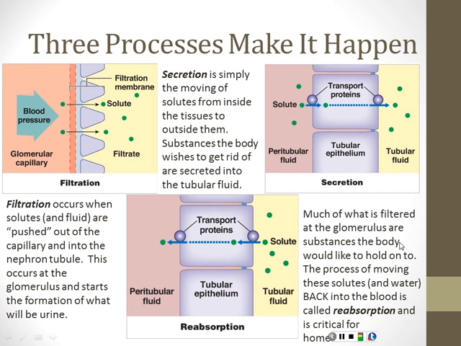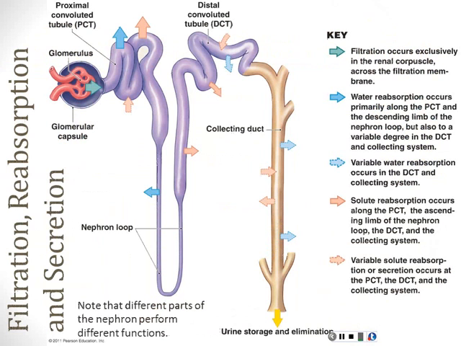Now, they take place in different, let me back up. So filtration only happens in one place, and that's here in the corpuscle. But secretion and reabsorption happen at multiple sites in the nephron. But different sites do different things. So even though there are only these three processes, where they occur and which molecules are being affected does vary as you go through the nephron.